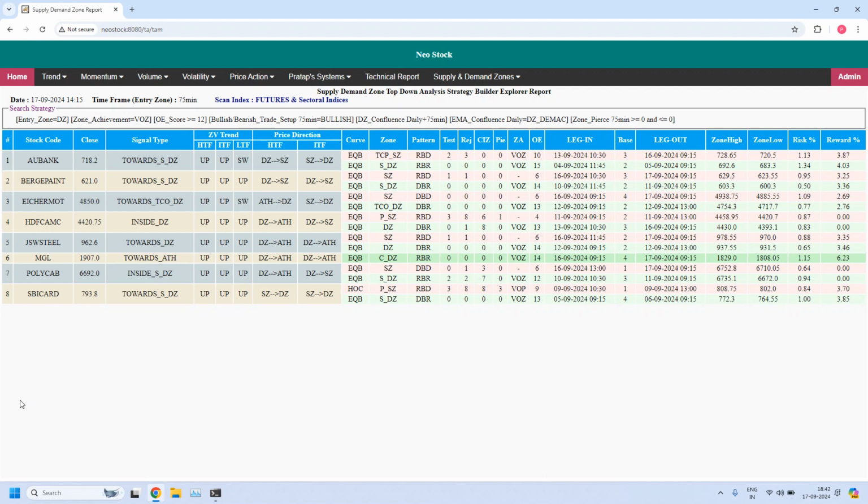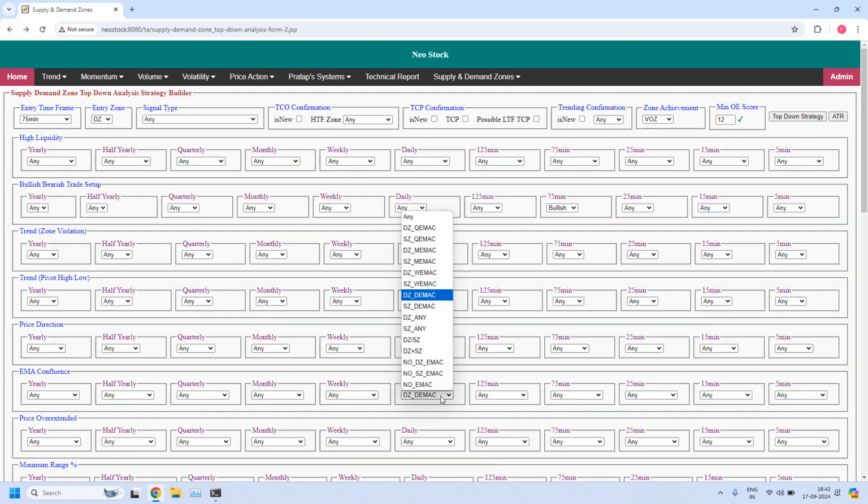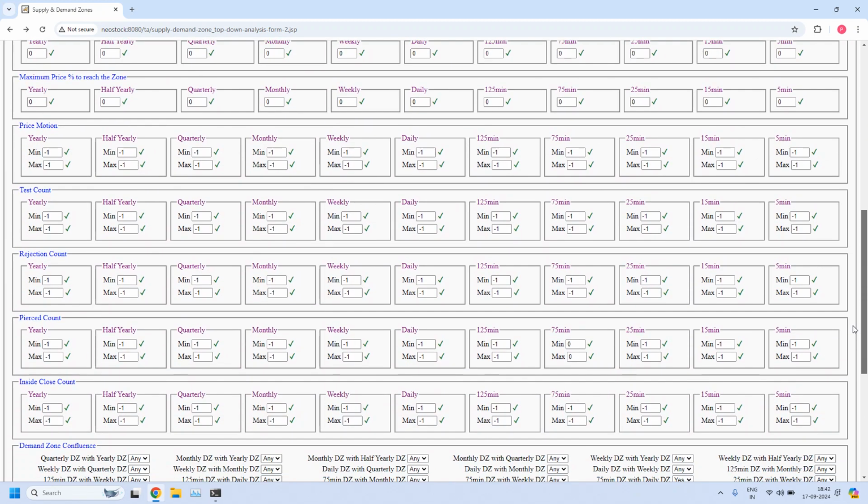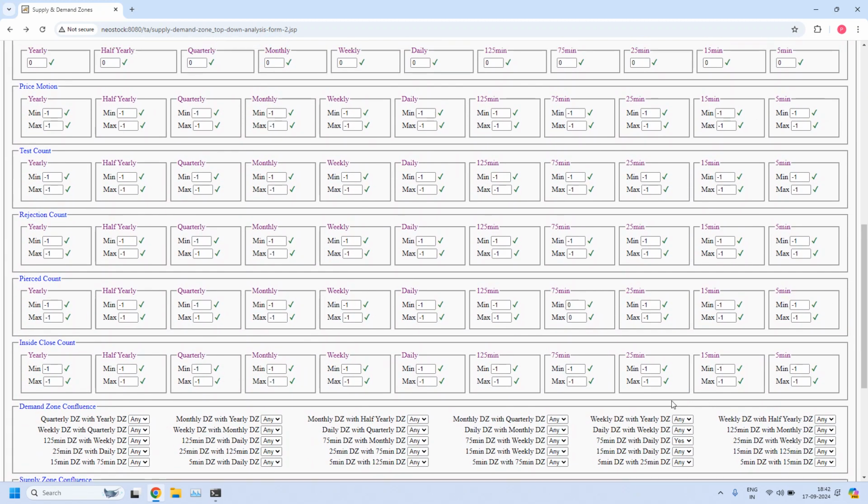Okay, now let's look for LTF, ITF and HTF confluence. That means 75 and daily together part of the weekly zone. First I am removing this filter, the EMA filter. Now let's verify. Already we selected the daily demand zone. The 75 minutes demand zone is part of the daily zone.